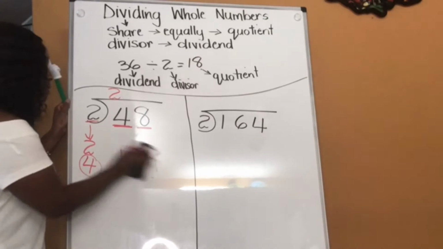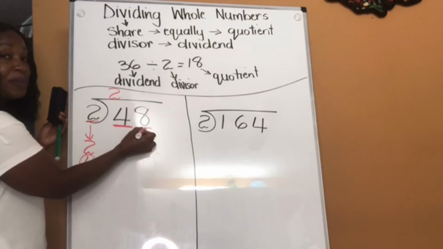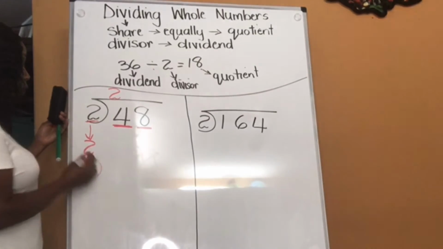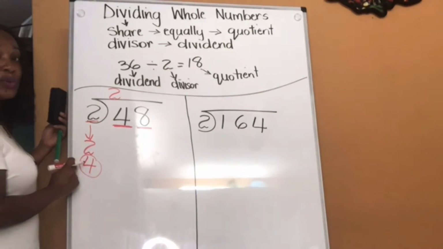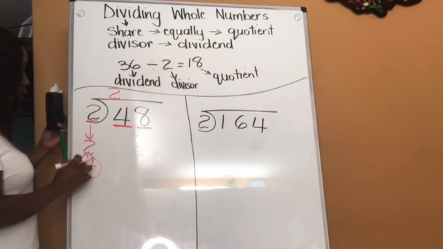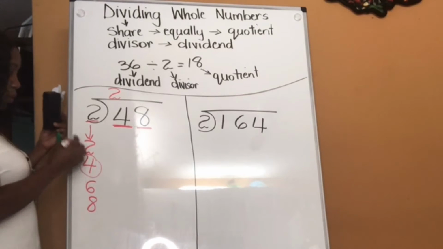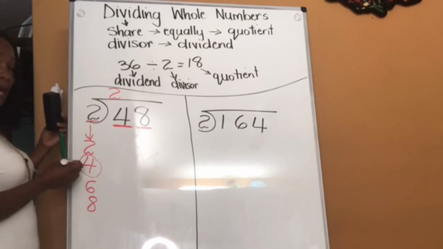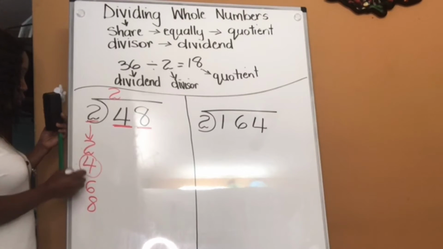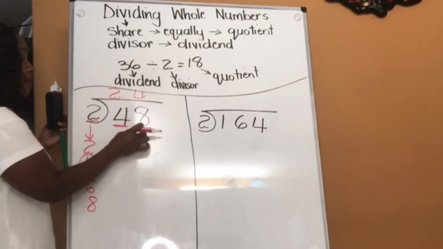Then you ask yourself, how many sets of 2 can I get from 8? Now you started skip counting. Now you need to continue until you get to 8. So 2, 4, 6, 8. Then you count to see how many times you skip counted. 1, 2, 3, 4. So we can get 4 sets of 2 out of 8.